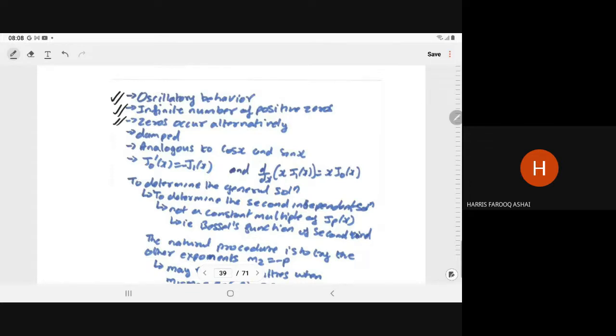Then after, the graph is damped. Damped means amplitude is decreasing continuously as we increase x. So here the graph is damped and analogous to cos x and sin x.